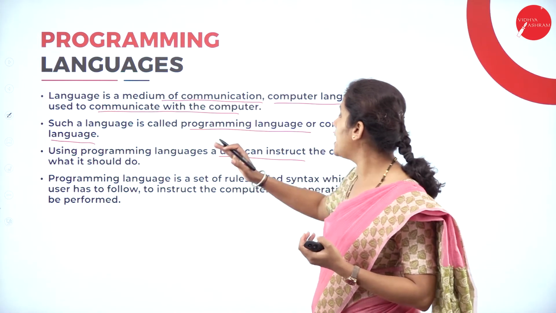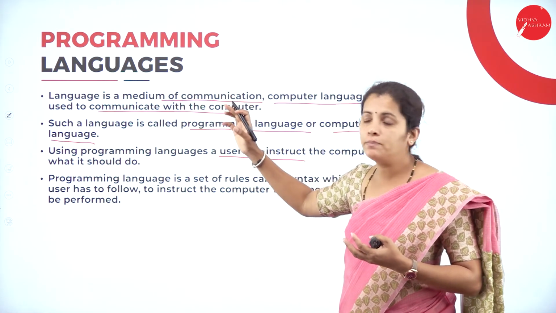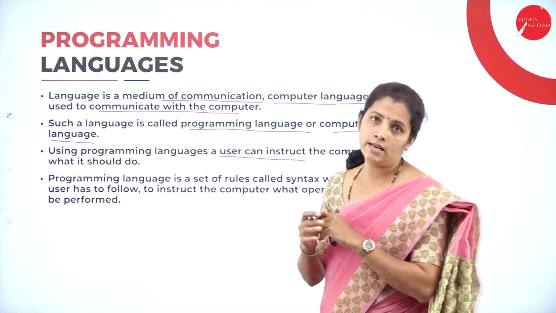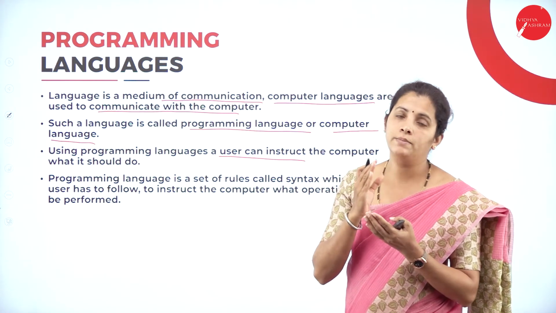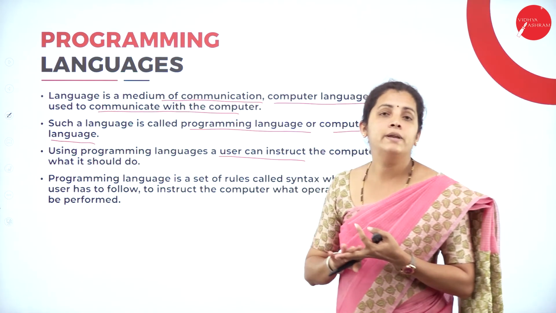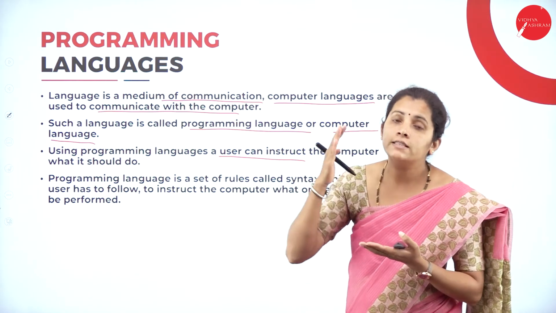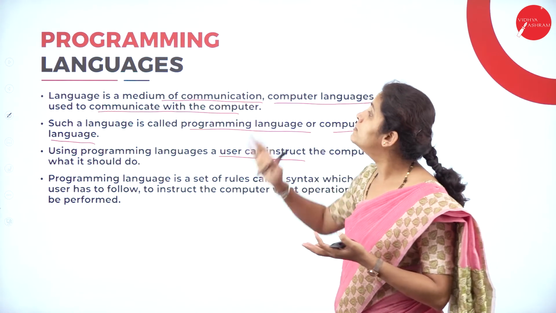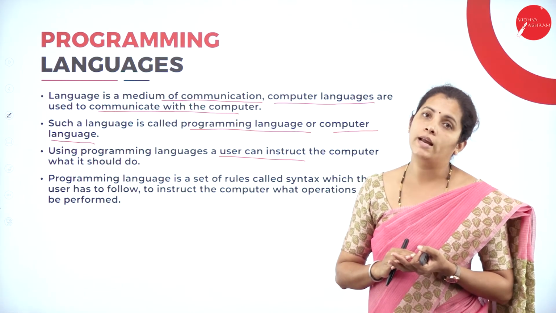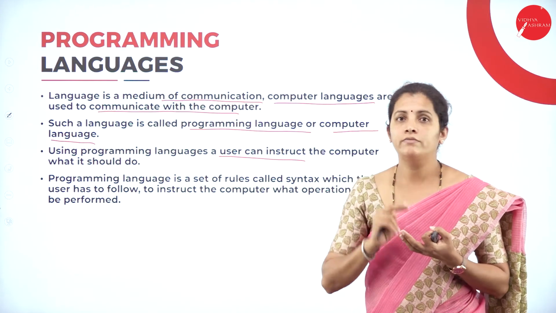Here using programming language, the user is capable of instructing the computer what it should do. That means it allows the user to write the program. That program is used by the computer system to know what things the computer is capable of doing. So programming language plays a very important role in computer system. Whatever instruction we want to give is written by using programming language. The programming languages are classified into two types: high level programming language and low level programming language.